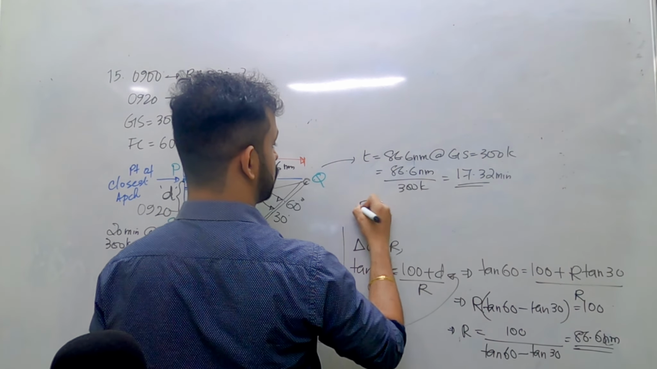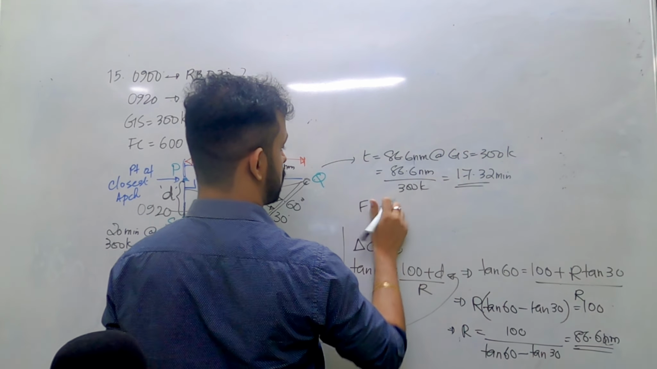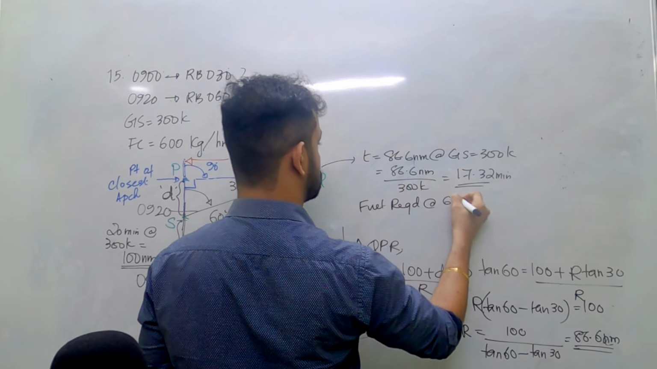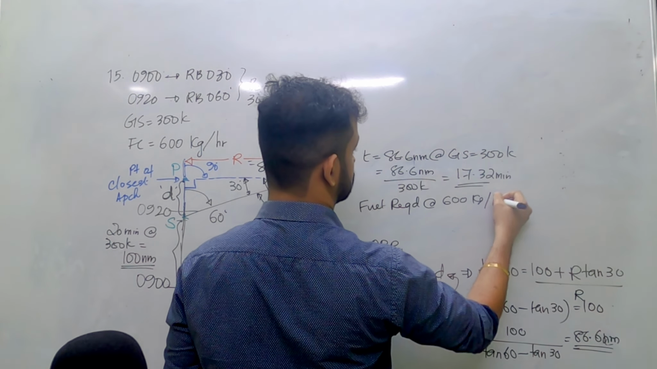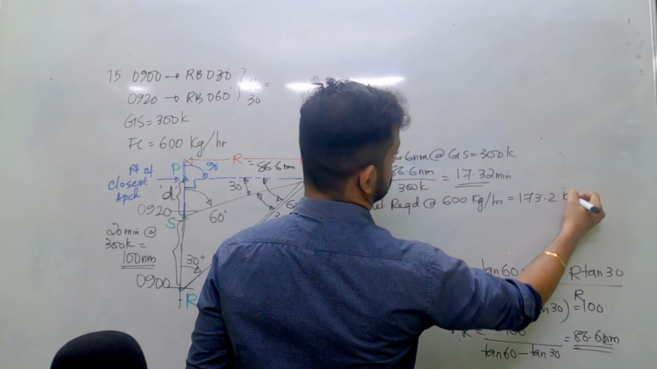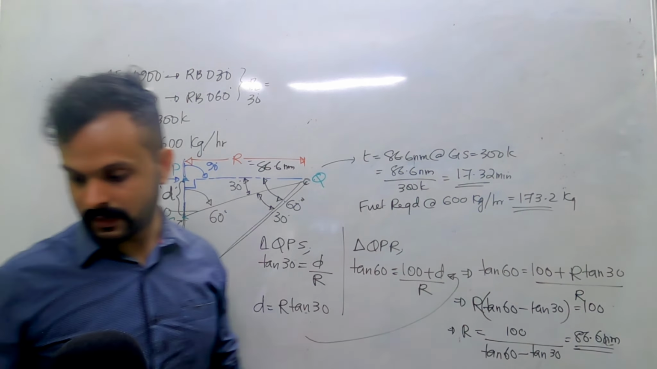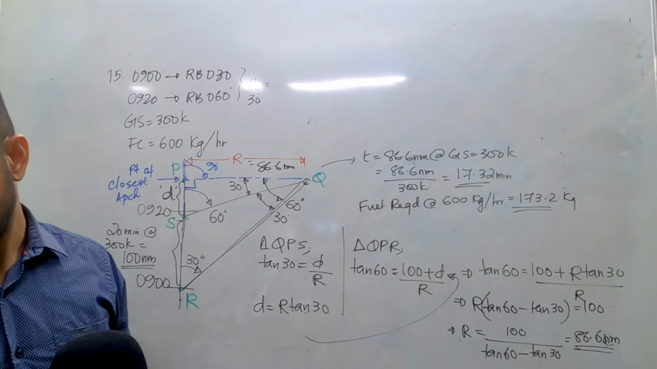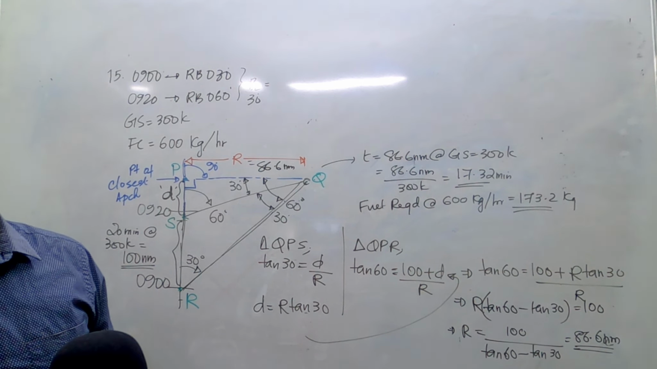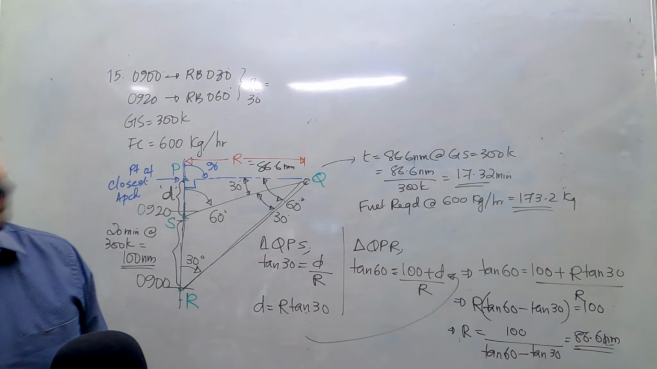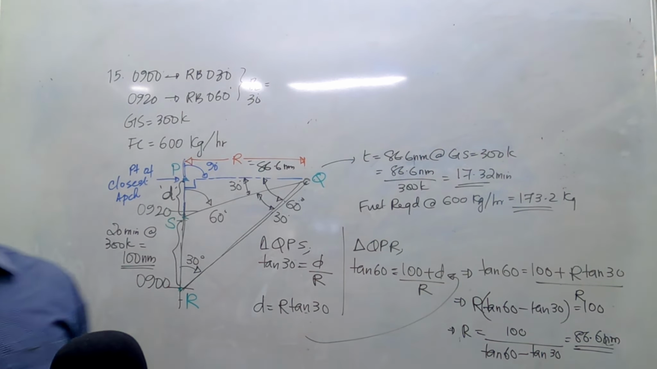17.32 minutes, and therefore what is the fuel required? At the rate of 600 kilograms per hour, it is 173.2 kilograms. Understood?